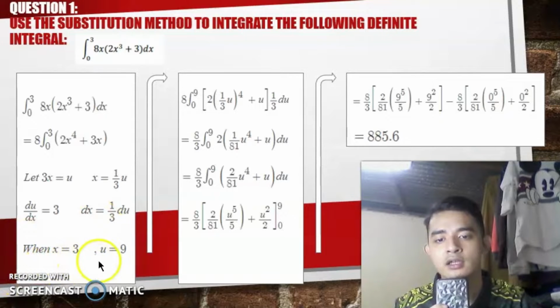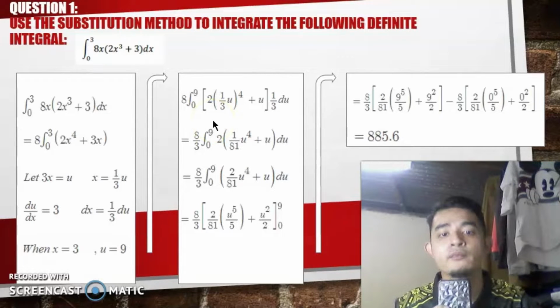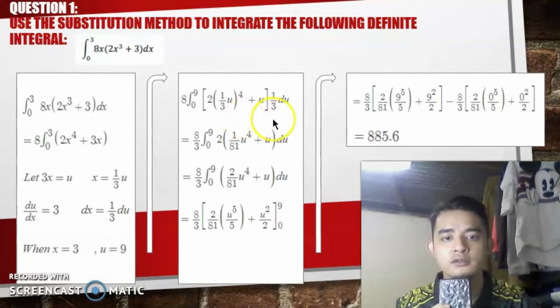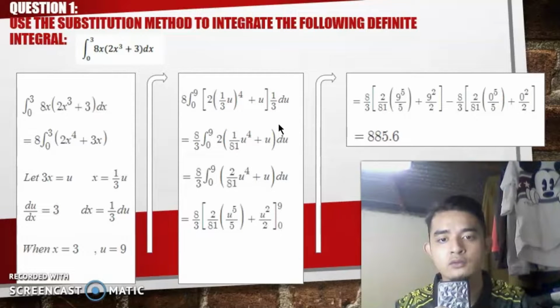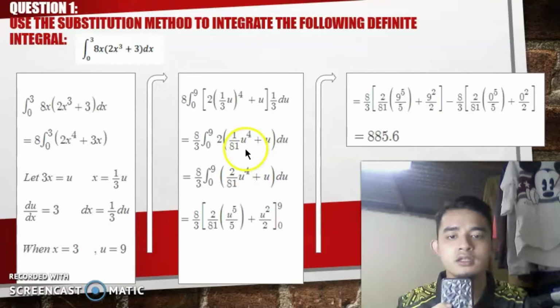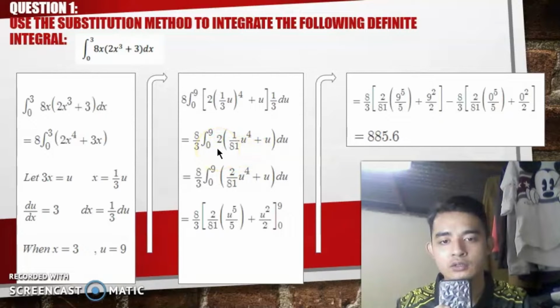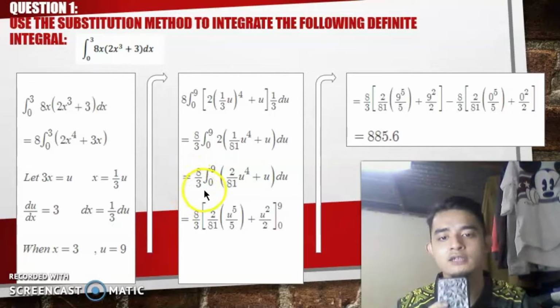When x equals 3, u equals 9, and we just substitute into the equation, and we get 8 integral from 0 to 9 of 2(1/3 u) square root of 4 + u (1/3) du. And we multiply the 1/3 into the equation, and we get 8/3 integral 0 to 9 of 2(1/81 u) square root of 4 + u du. And we multiply the 2 with the term in the bracket, and we get 8/3 integral 0 to 9 of (2/81 u) square root of 4 + u du.